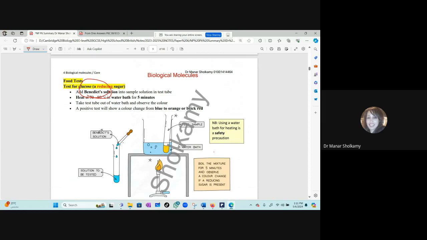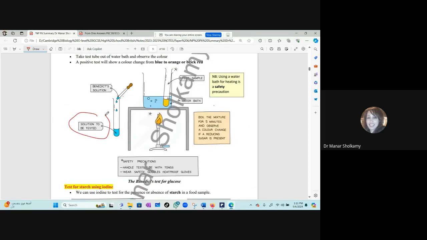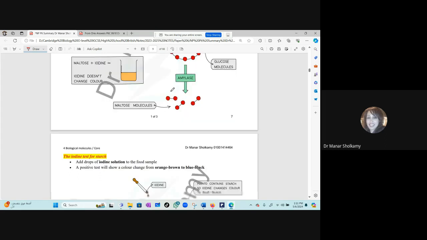Now, the Benedict's, you know it too well. You will heat the food sample. This is the solution to be tested. This is the Benedict's. You will put it in a test tube and heat it in a water bath. Why a water bath? Because it's safer. Can I heat it over a Bunsen burner? Yes, of course you can. But for safety precautions, we use a water bath so that we avoid using a direct Bunsen burner. So this is a safety precaution.